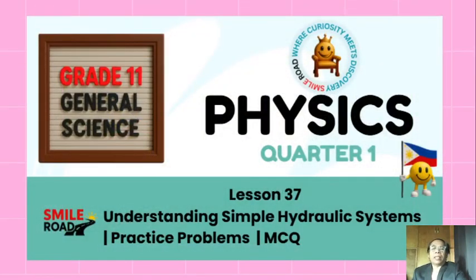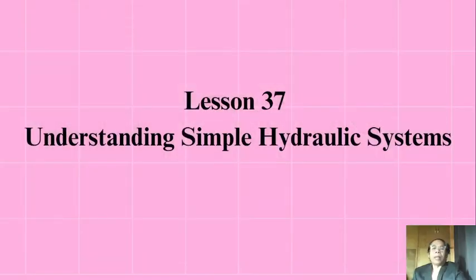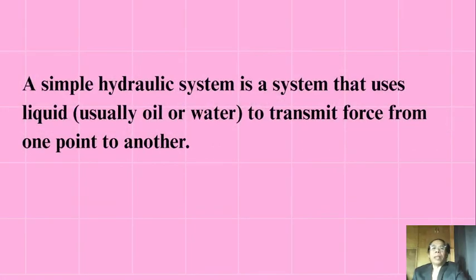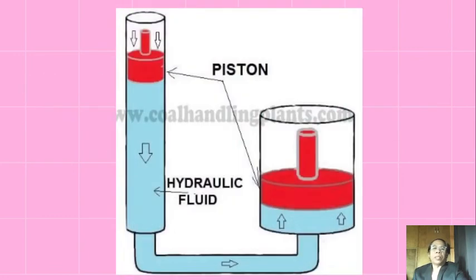So our lesson 37 will be about understanding simple hydraulic systems. A simple hydraulic system is a system that uses liquid, usually oil or water, to transmit force from one point to another. So this is the illustration. You have here the piston, and then you have there the hydraulic fluid. So from the smaller piston, the piston is being brought down, and then it goes up on the other side.